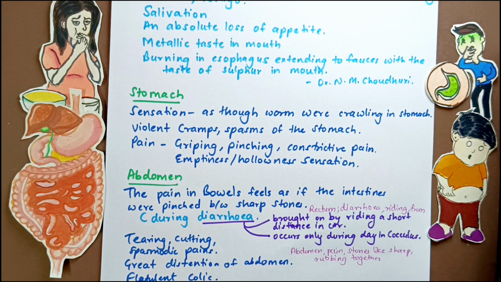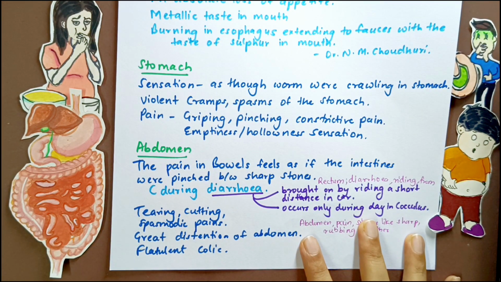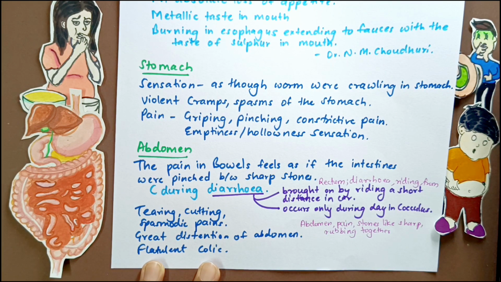First you have to go into the location, which is abdomen, and then what is happening? The pain is happening. So pain, and what kind of pain? Stones like sharp rubbing together. So tearing, cutting, spasmodic pains are seen in this remedy. There's great distension of abdomen and flatulent colic.